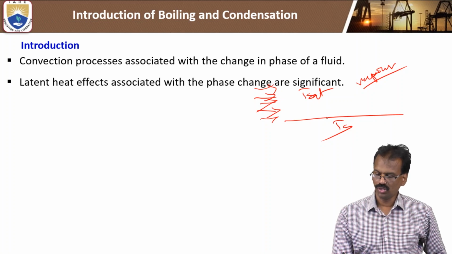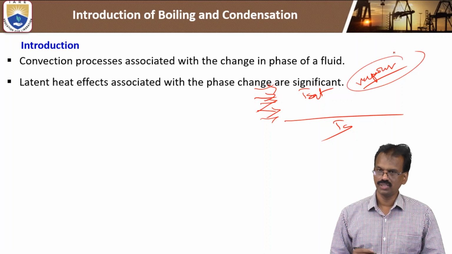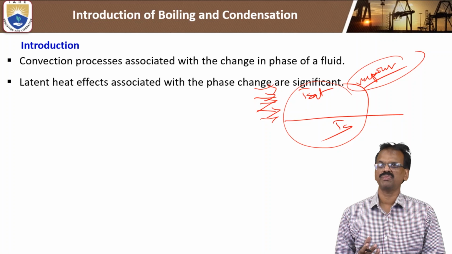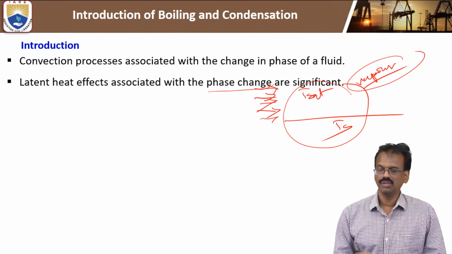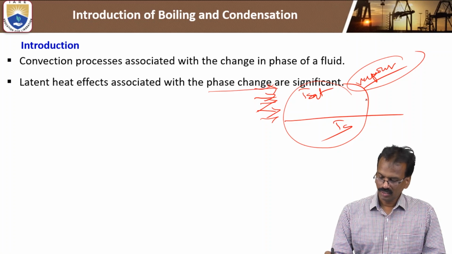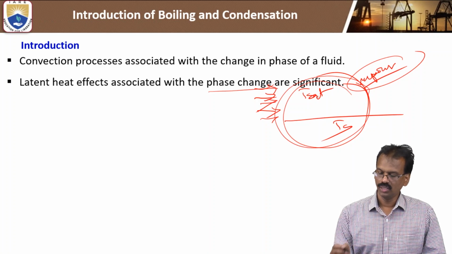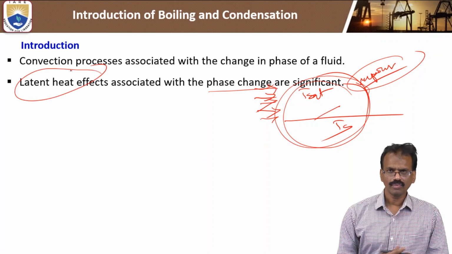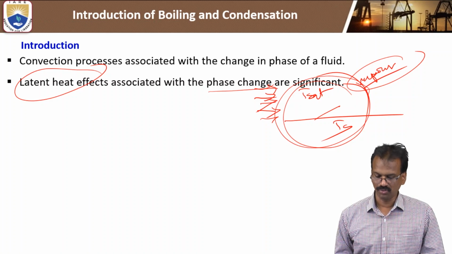But one thing we have to observe here: heat is transferred from the solid to the liquid during vaporization, during phase change, but we cannot observe any change of temperature. The fluid temperature does not change, but we see the phase change. The heat transferred from the solid to the liquid is called latent heat. That latent heat is used to change the phase from liquid to vapor or vapor to liquid.